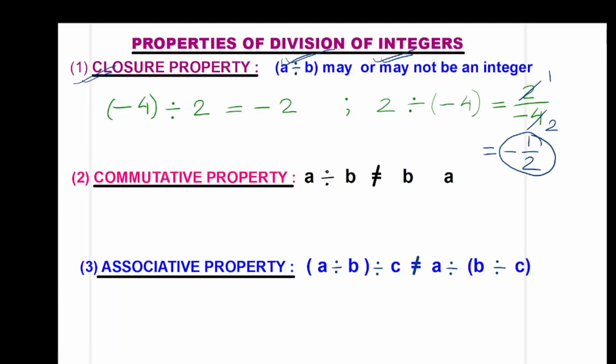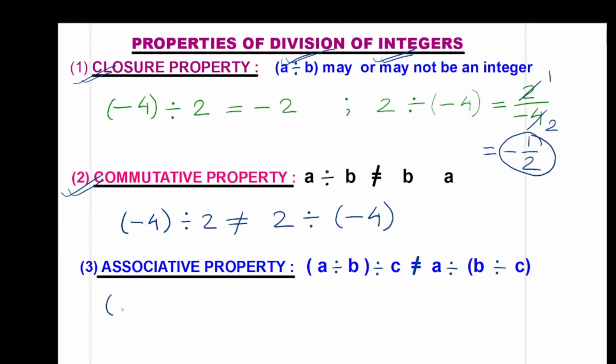Okay. Next, commutative property. In the commutative property also, you can take this example only. Minus 4 divided by 2 is not equal to 2 divided by minus 4. That is why integers do not satisfy the commutative property under division. Okay. Last one, associative property.